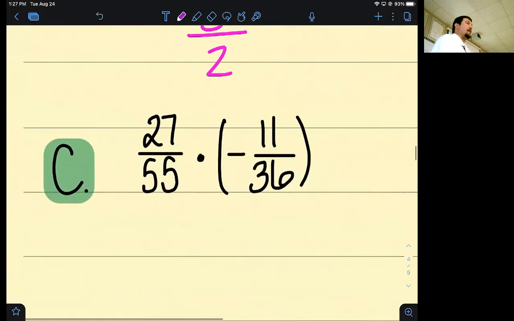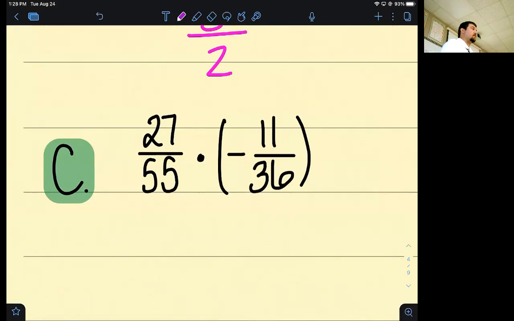Now, if you're not on the canceling bandwagon, this is going to get you on it right now. Because while you're trying to figure out 27 times 11 without a calculator, and then 55 times 36 without a calculator, we're going to go ahead and cancel it. By the time you're done with 1/2 the problem will be finished.